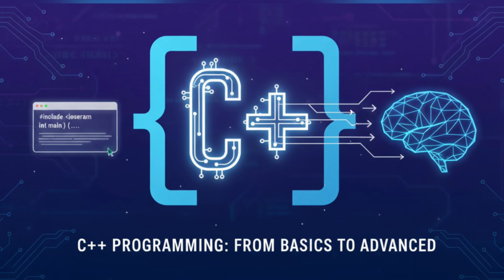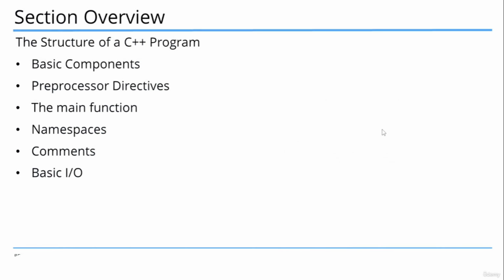In this section of the course, we'll take a look at the basic structure of a simple C++ program. First, we'll look at the basic components of a C++ program. These include things like keywords, identifiers, operators, punctuation, comments, and syntax. Then we'll discuss the preprocessor directives that C++ uses.